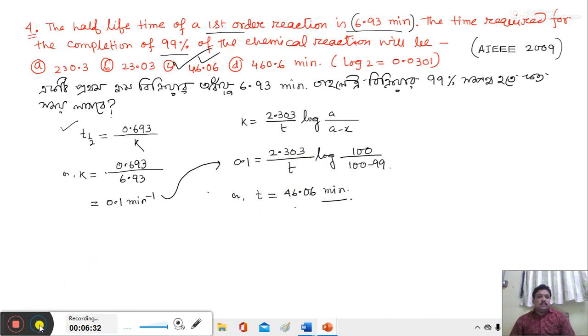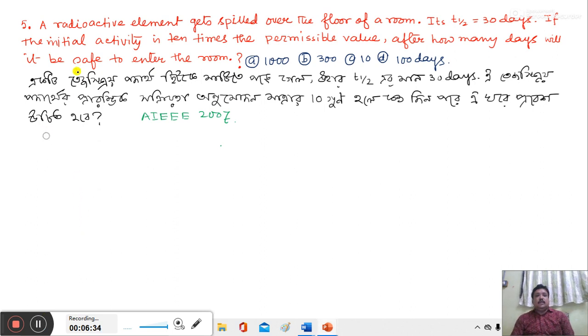Now my next question is, a radioactive element gets spilled over the floor of a room. If half-life time T half is 30 days and if the initial activity is 10 times the permissible value, then after how many days will it be safe to enter the room? This question is very much important. This question came in AIPMT 2007 exam.